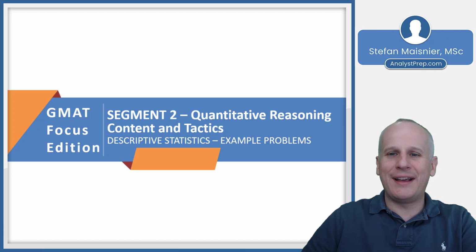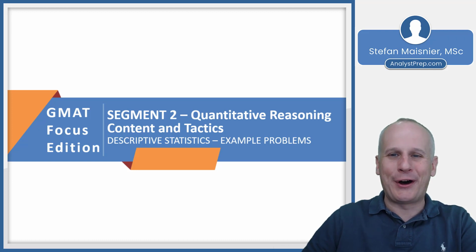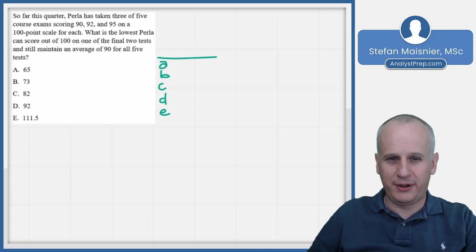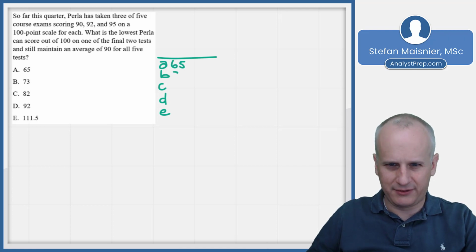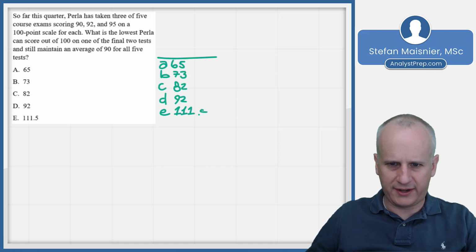So let's go ahead and move over to the whiteboard to take a look at how standard deviation and the other descriptive statistics can be tested on the GMAT focus exam. So here we have a sample problem solving question. We'll set up the scratch work, as always, listing A through E. We've got real numbers, so we might as well write those out. We've got 65, 73, 82, 92, and 111.5.